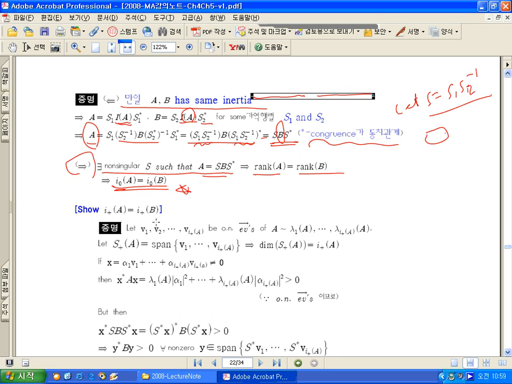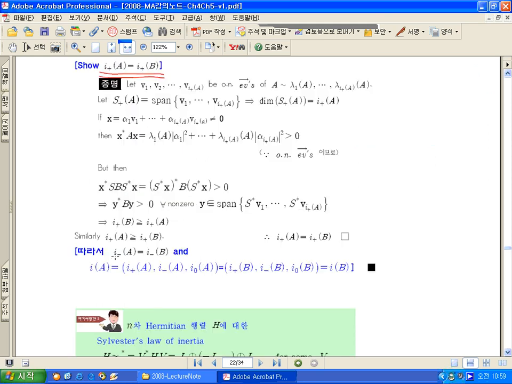So we know this. All we have to show is that the number of positive eigenvalues is the same. Then, since the sizes are the same, we know they have the same number of negative eigenvalues. Then we have the same number of zero eigenvalues, the same number of positive eigenvalues, and the same number of negative eigenvalues. So the proof is done. All we have to show is that they have the same positive eigenvalues.